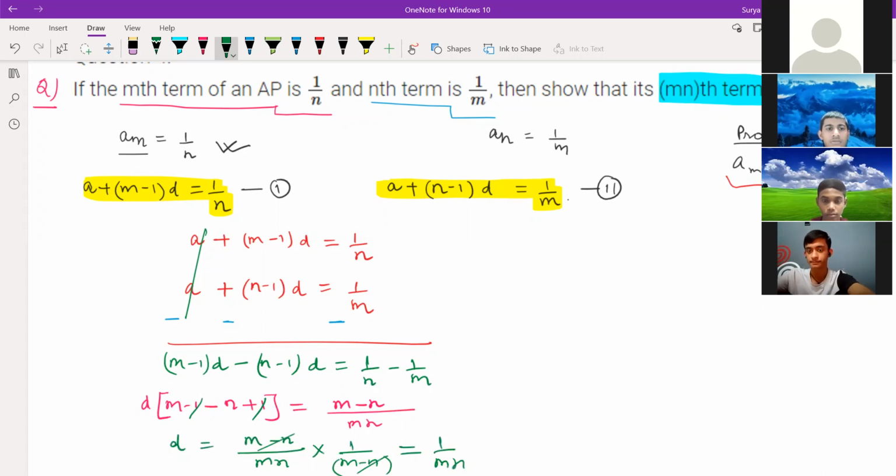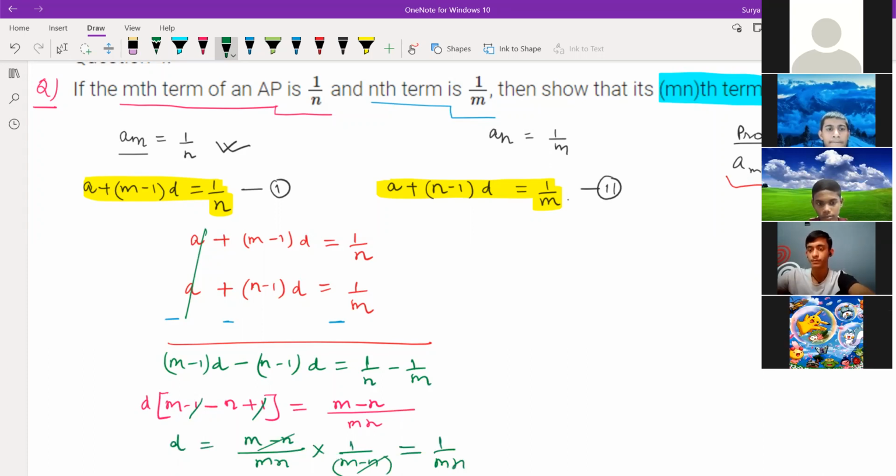Is it clear, Rasool? Yes, sir. On your camera, Rasool. Next, the difference you are writing now, just put the value of d. Put d in the equation, your wish, first or second you can put. What will we get as the value of a? Just try. So a plus (m minus 1) into difference 1 by mn is equal to 1 by n. It's clear to everyone till here?